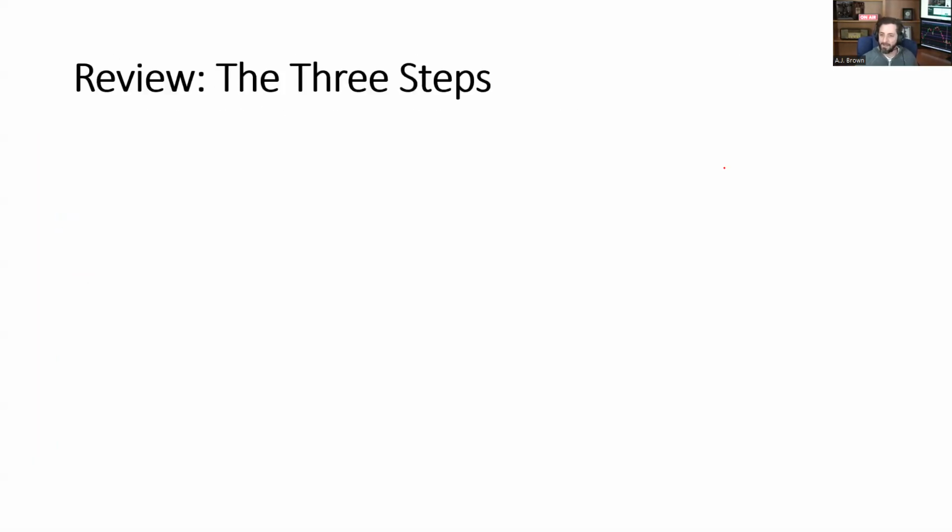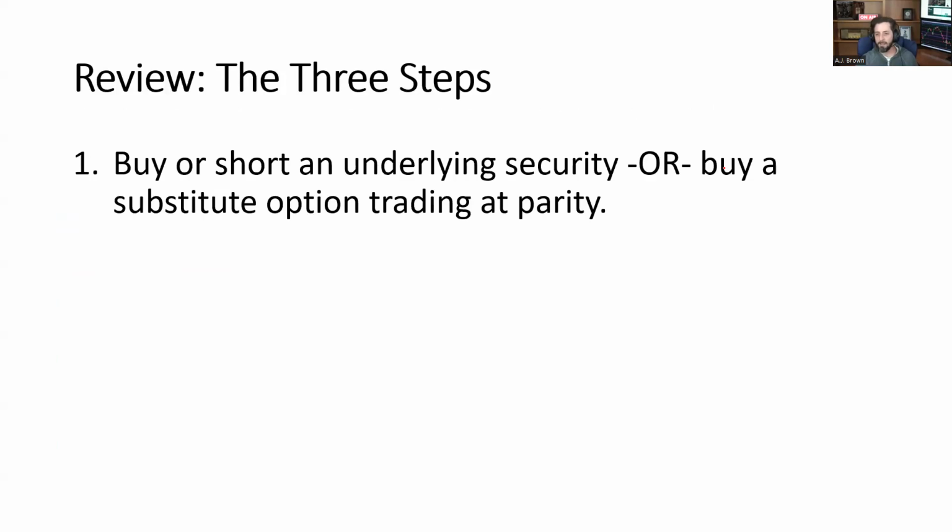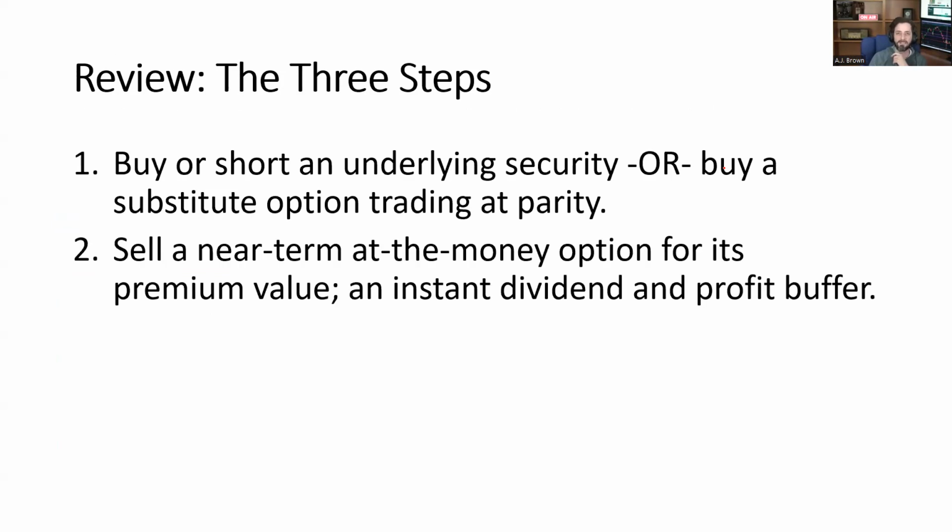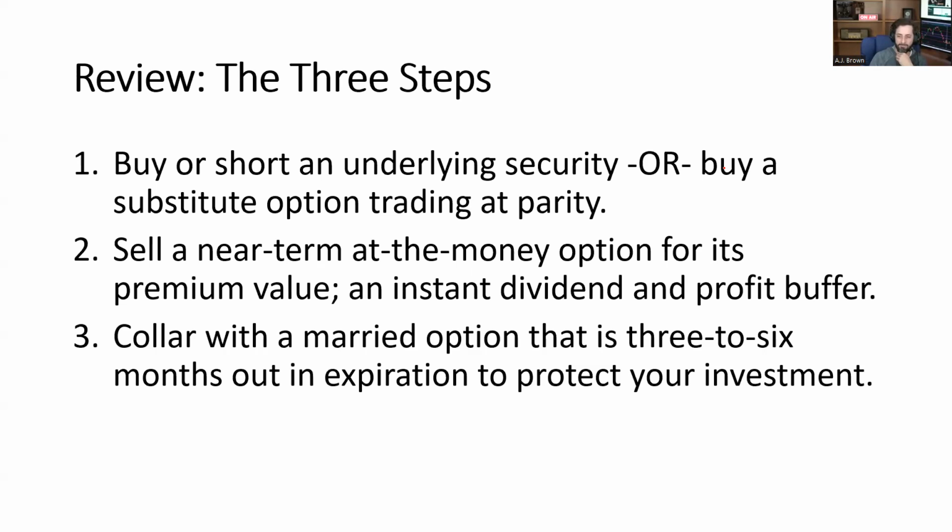All right. So here are the three steps. Buy or short an underlying security, stock, ETF, index, or even better, buy a substitute option trading at parity. Then sell a near-term at-the-money option for its premium value. We call that an instant dividend and a profit buffer. And then collar this whole thing with a married option that is 3 to 6 months out in expiration to protect your investment. Write those three steps down. And basically, you just do 2 and 3 over and over every month. That's it. Rinse and repeat, rinse and repeat, rinse and repeat.